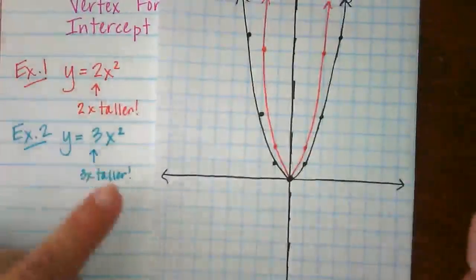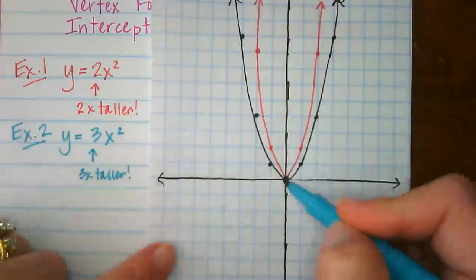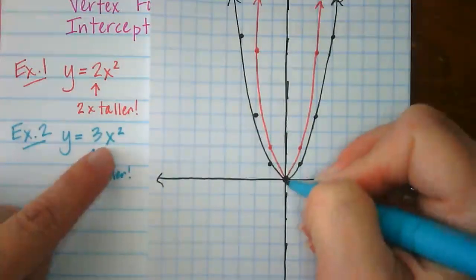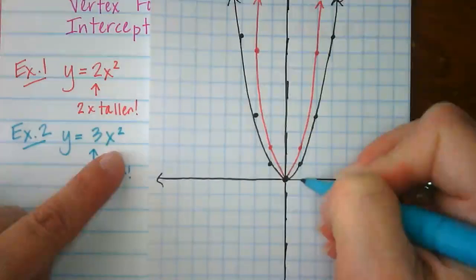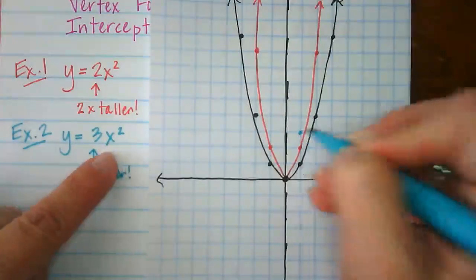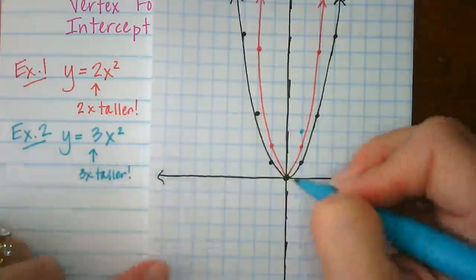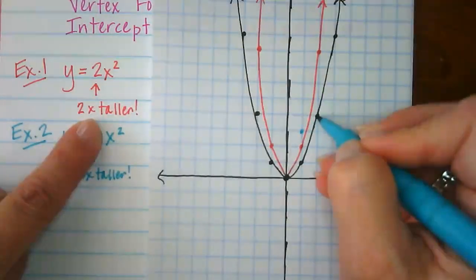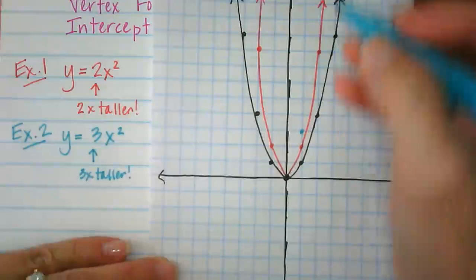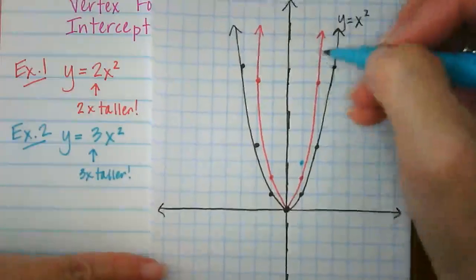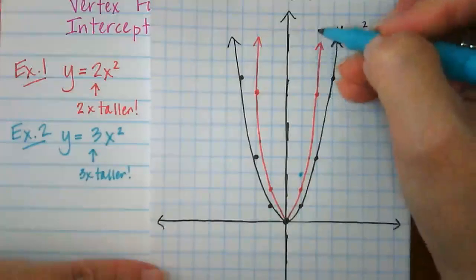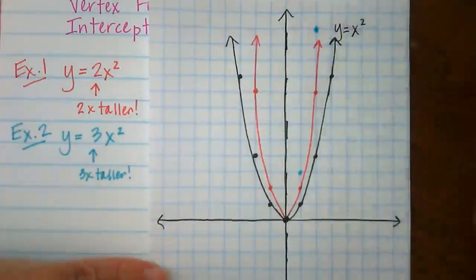All right, so here we go. So still centered at the origin. Normally we would go over 1 and up 1, but this time if we fill in 1, we're going to go up 3. If we fill in 2, squared would be 4, but we need to go up 12. So let's see, this should be 8, 9, 10, 11, 12. Oh, I do have space.